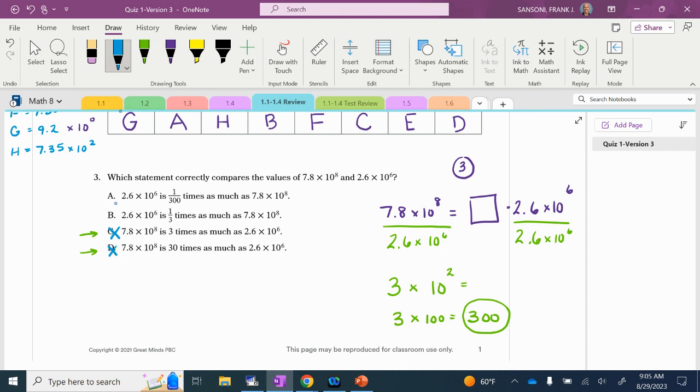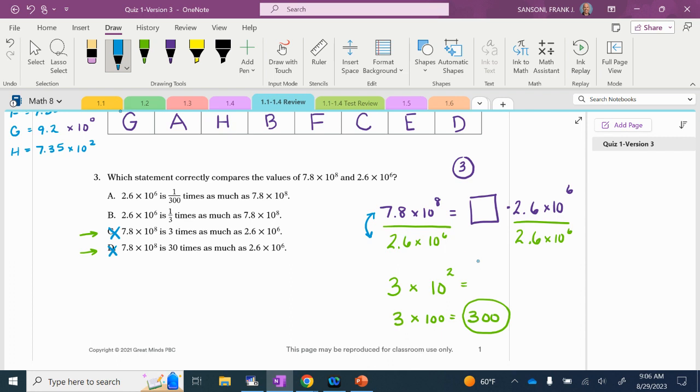So then we have to go to the two that didn't start with 7.8. This is why I feel like it's harder than actually number two, even though it's partially proficient. So if they started with the 2.6 instead of the 7.8, then the 2.6 would go on top and the 7.8 would go on bottom. So we'd have to flip this.